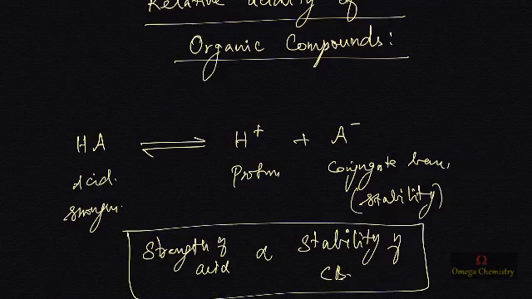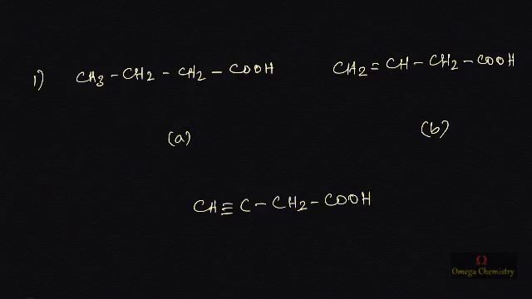The relative acidity of organic compounds can be understood by the relative stability of the conjugate base that is going to be generated after the release of proton. Now let us understand the relative stability of a conjugate base that is going to be produced in these species, so that we are able to find out the correct order of acidic strength of these compounds, correct? So here three compounds were given, A, B and C.